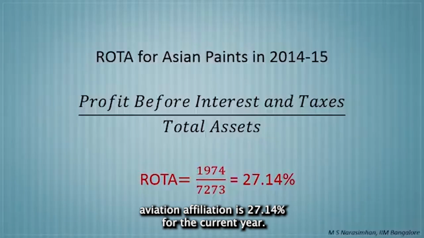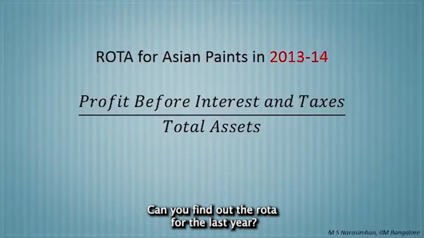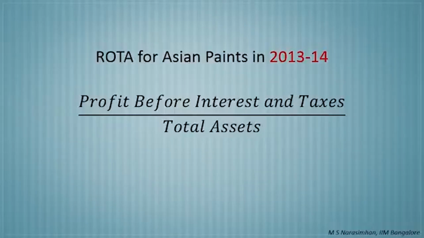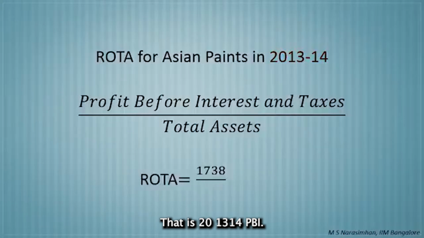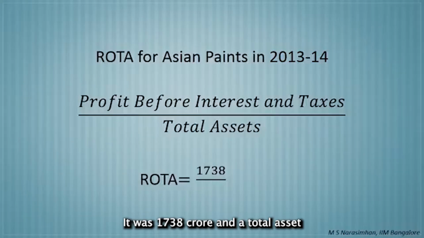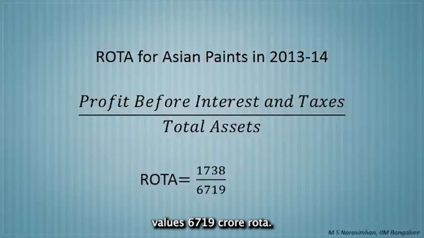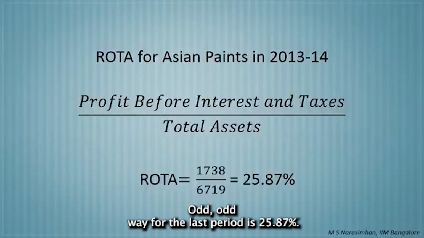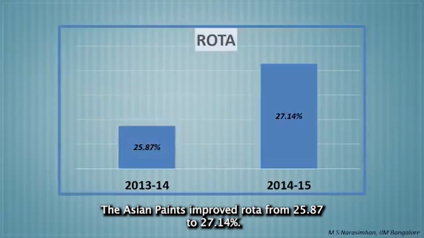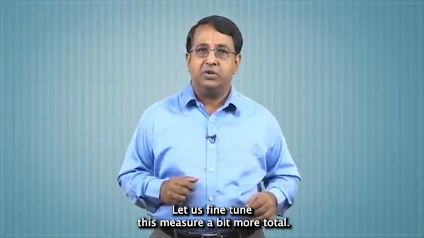We find the ROTA of Asian Paints is 27.14% for the current year. Can you find out the ROTA for the last year, that is 2013-14? PBIT was 1,738 crore and the total asset value is 6,719 crore. ROTA or ROI for the last period is 25.87%. Asian Paints improved the ROTA from 25.87 to 27.14%. Let us fine tune this measure a bit more.